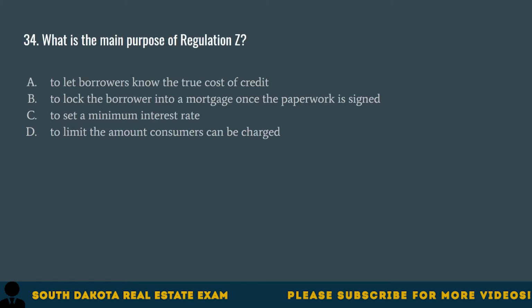Question 34. What is the main purpose of Regulation Z? A. To let borrowers know the true cost of credit. B. To lock the borrower into a mortgage once the paperwork is signed. C. To set a minimum interest rate. D. To limit the amount consumers can be charged. The correct answer is A. To let borrowers know the true cost of credit.